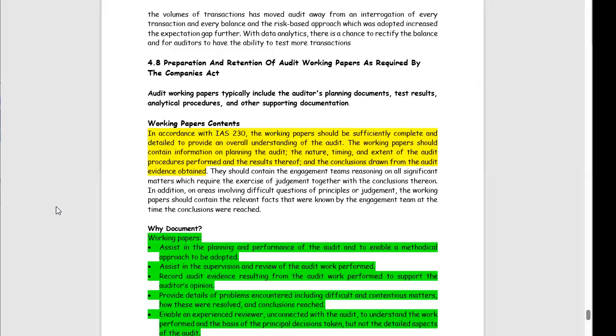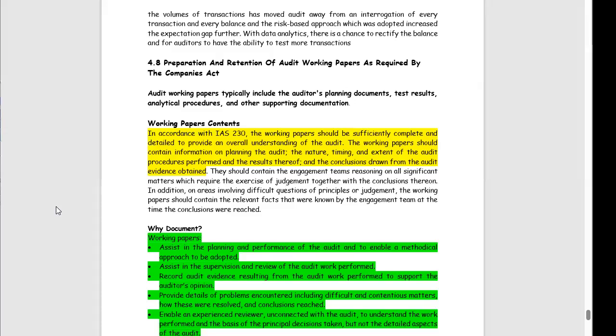Then the last one, any personal judgment must be clearly explained. So those are the qualities that should be observed when working papers are maintained by the auditor. Those are the essential features of good working papers.